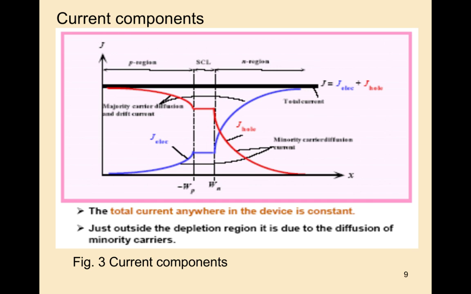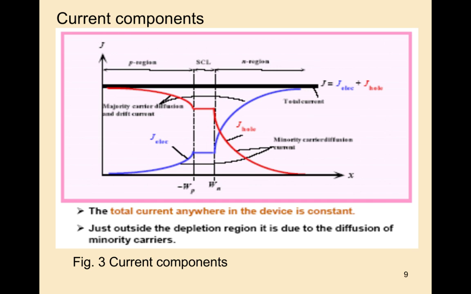So mainly in a PN junction diode, two currents exist: diffusion current and drift current. So what is the drift current? Drift current is the current we get by applying an external voltage to the PN junction diode. That is what we call the drift current.